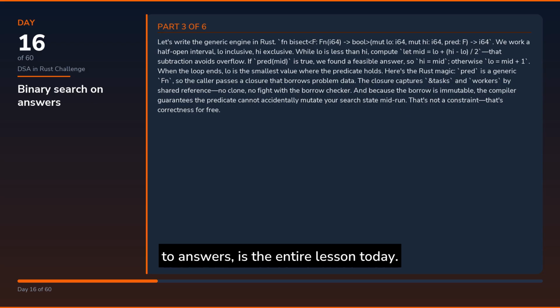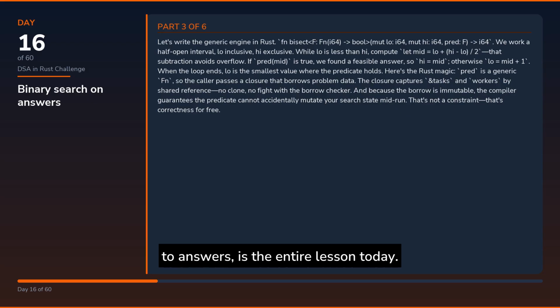Let's write the generic engine in Rust. fn bisect<F>(mut low: i64, mut high: i64, pred: F) -> i64 where F: Fn(i64) -> bool. We work a half-open interval, low inclusive, high exclusive. While low is less than high, compute let mid = low + (high - low) / 2. That subtraction avoids overflow. If pred(mid) is true, we found a feasible answer, so high = mid. Otherwise, low = mid + 1. When the loop ends, low is the smallest value where the predicate holds.